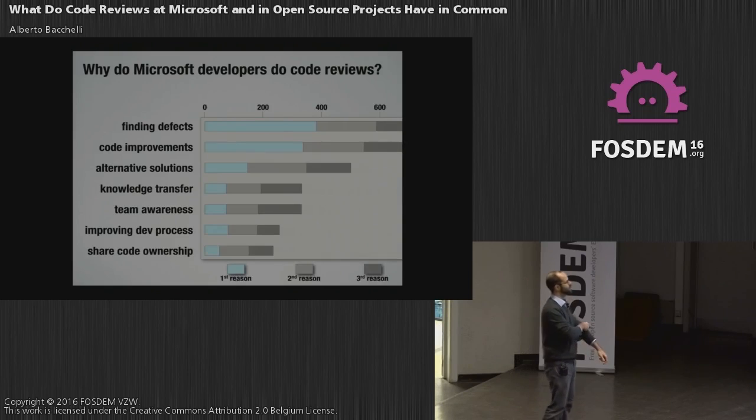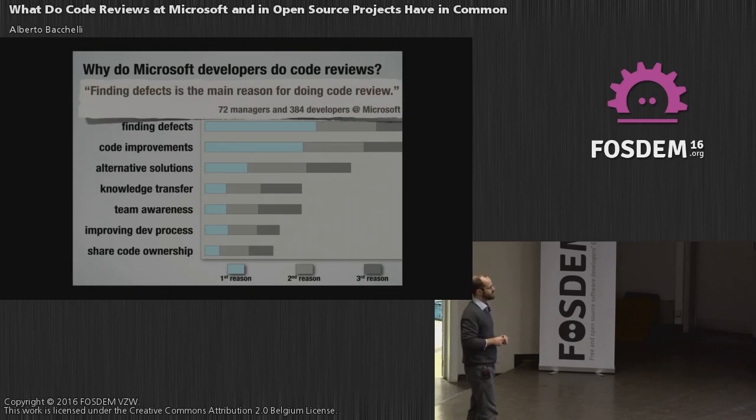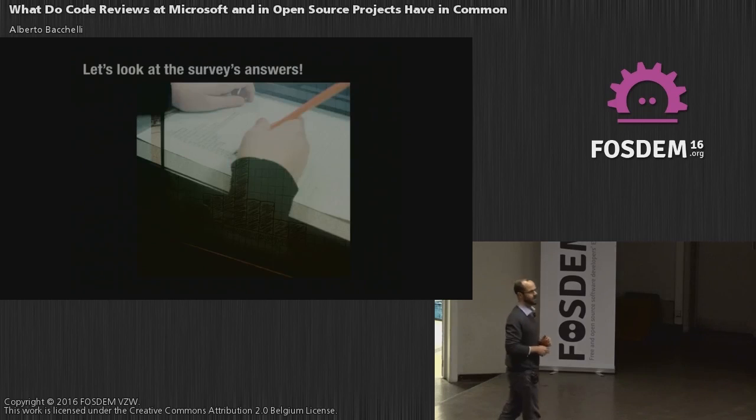So, why do Microsoft developers do code reviews? The first reason for them is to find defects. 72 managers and 384 developers said that this is the main reason they do code reviews. Okay? Let's see what the outcome is though.